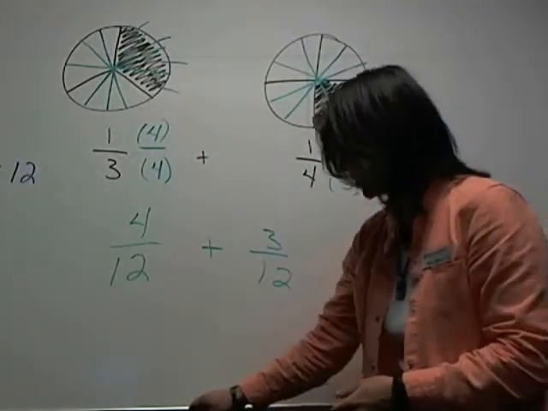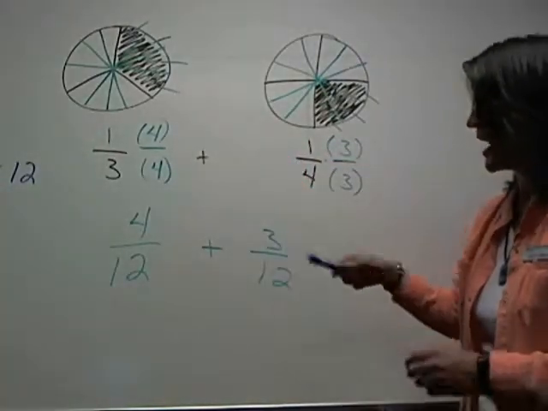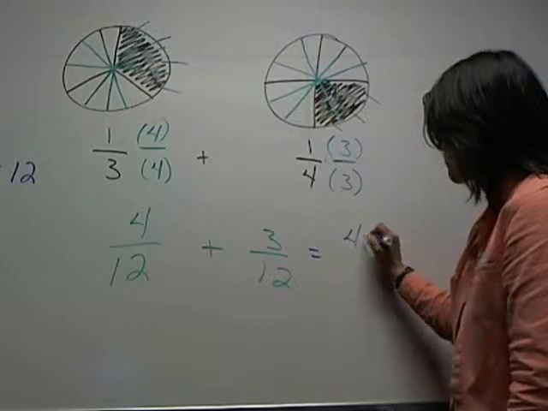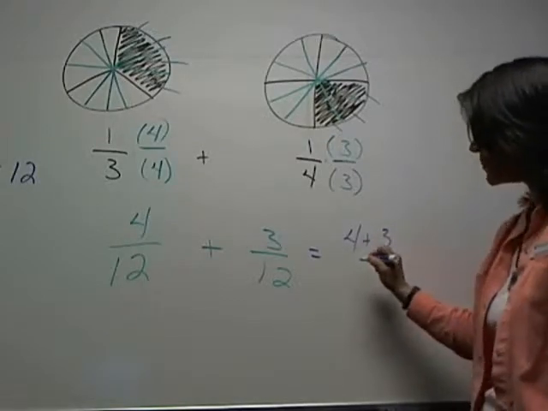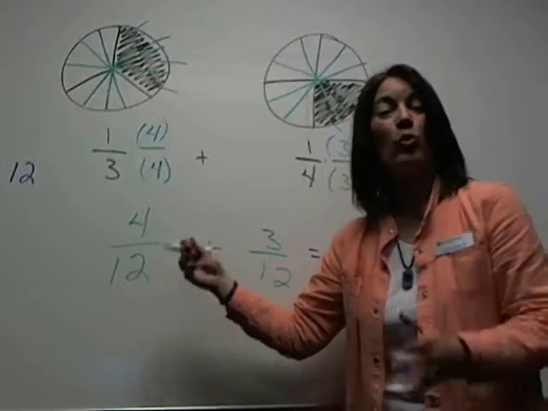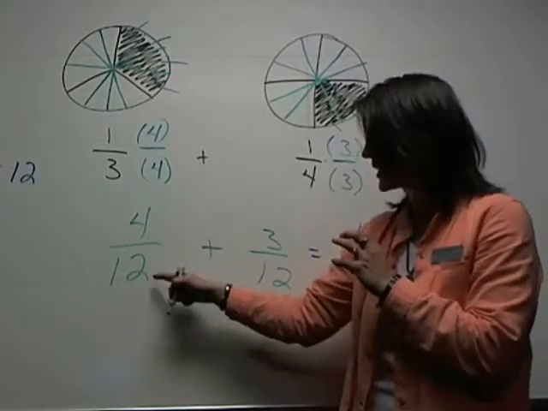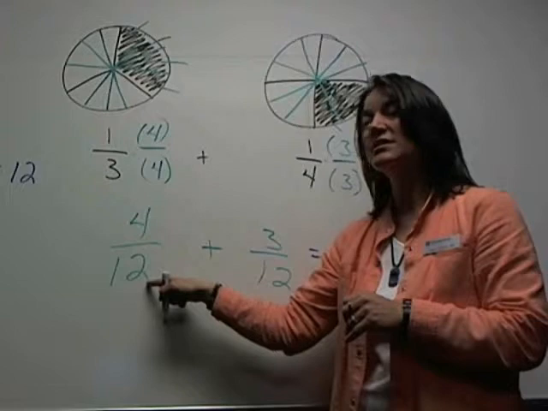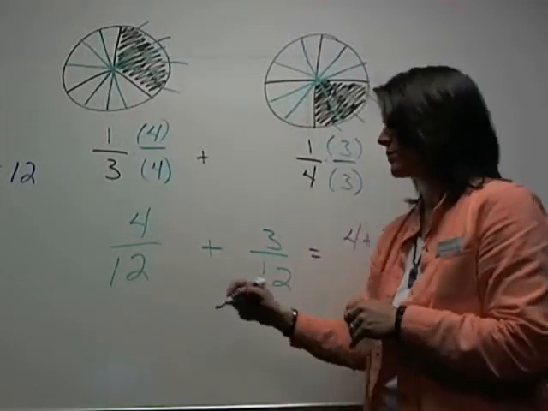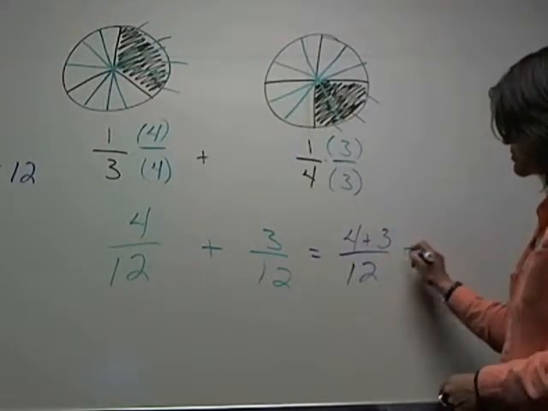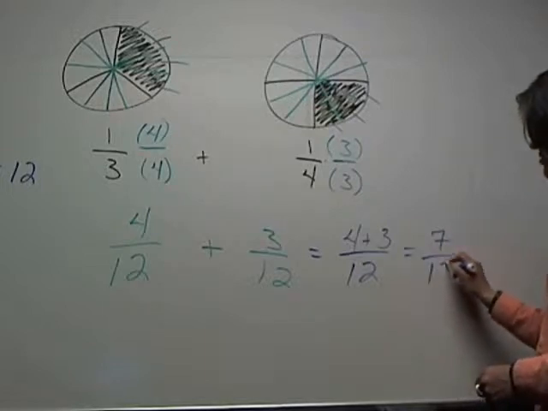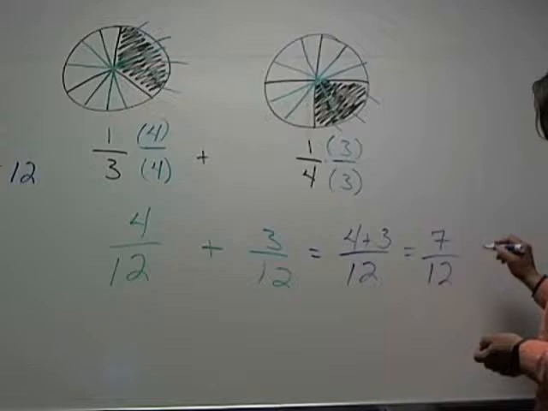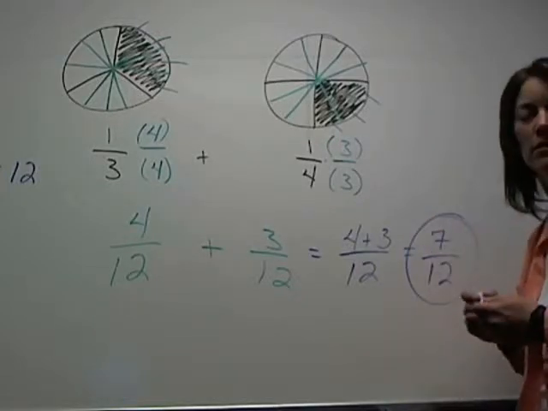So we had 4 pieces over here, we're adding 3 pieces over here, so that's going to be a total of 7 pieces, but what's the size? When I add the pieces together, the size of the pieces do not change. So they're going to stay out of 12. So my answer is I have 7 pieces that are size 1/12. So I have 7/12 of the pie left.